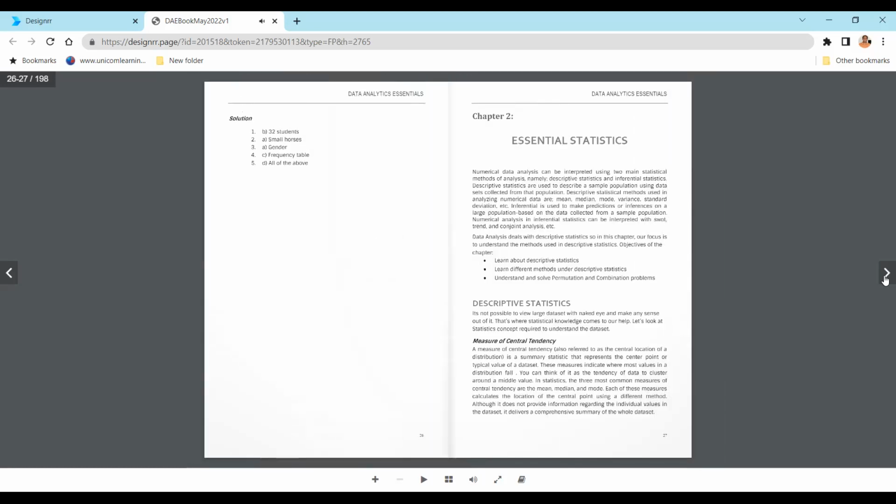Now let's talk about the essential statistics. What are the statistical metrics that we generally use with data? Statistics are of two types: descriptive statistics and inferential statistics. Inferential statistics is where you infer information from the given data. You cannot actually calculate it, but you can infer it.